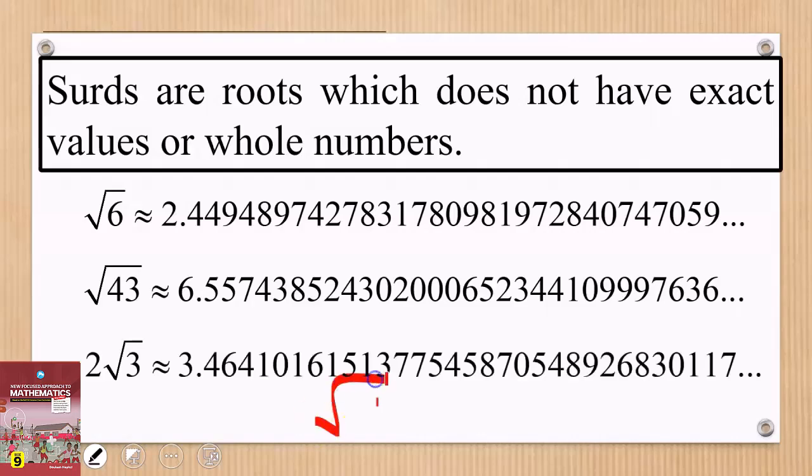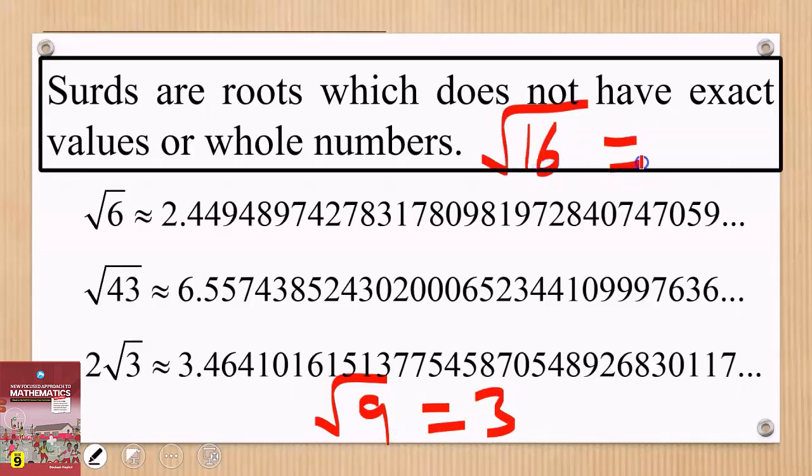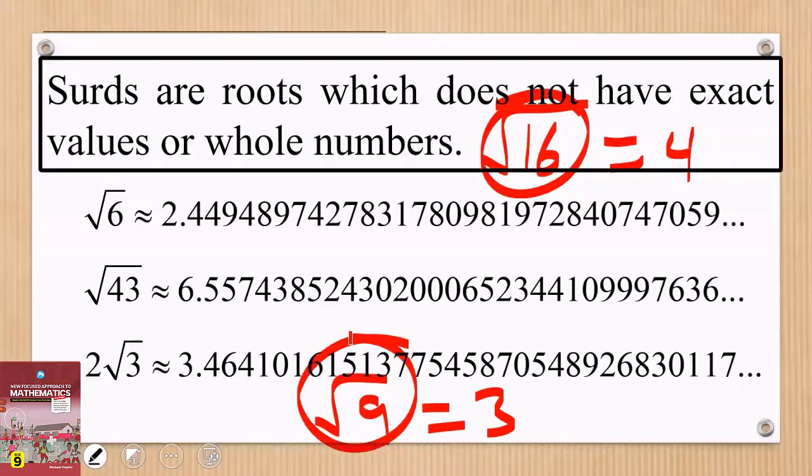But if I give you √9, which will give you just 3, we'll come to that. If I give you √16, which gives you just 4, this is not a set. But this is a set, because it won't give you an exact value. All right, so we'll learn how to differentiate between numbers that give you an exact value, which are not sets, and those that will not give you an exact value.